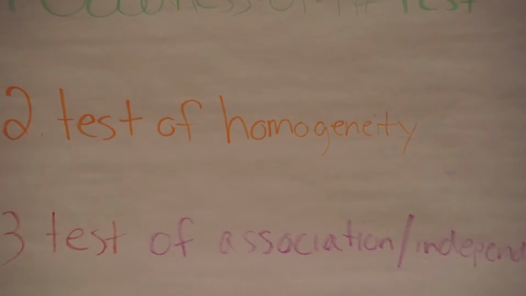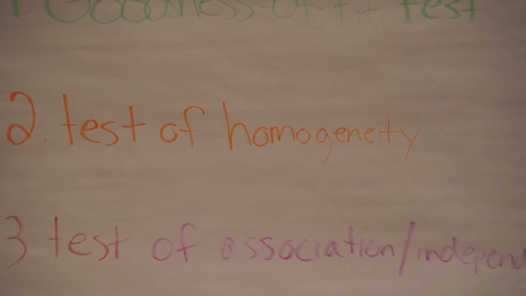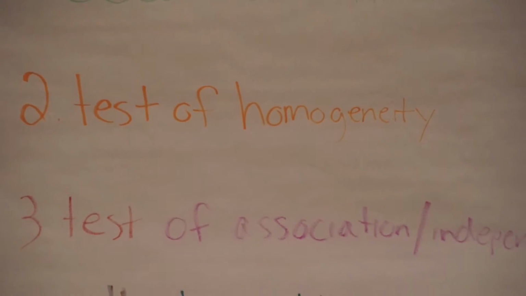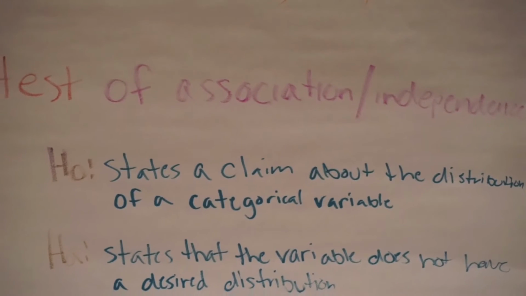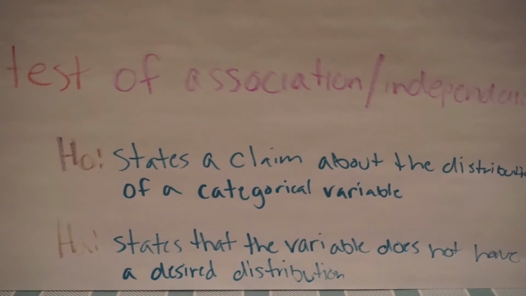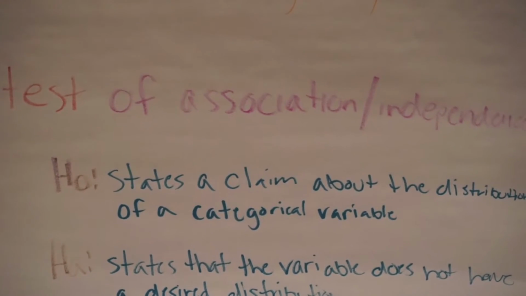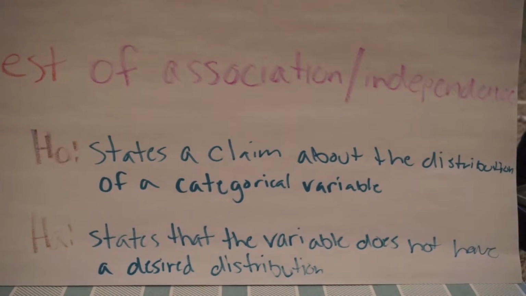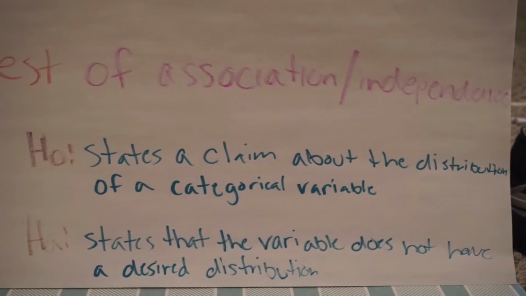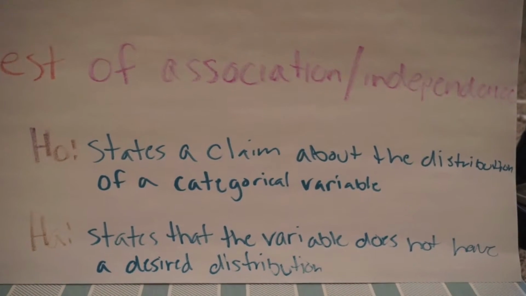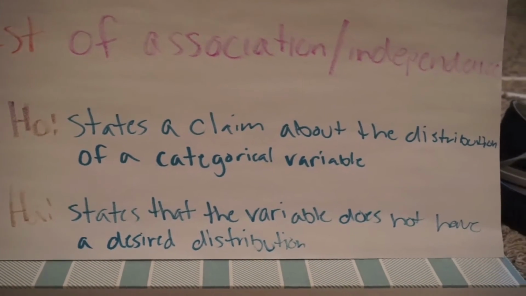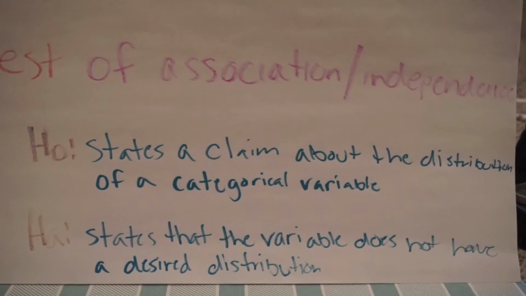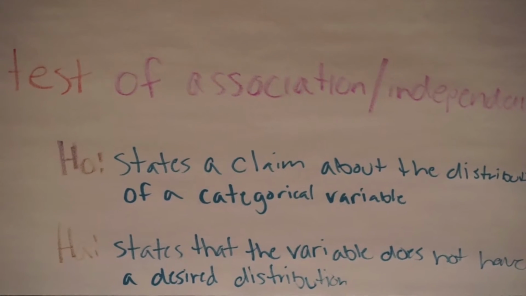When you start testing using the chi-square test, you have a null and alternative hypothesis. The null hypothesis, while other times we have been using a p-value or mu for mean, uses a statement. The H0 states that there's a claim about the distribution of a categorical variable, and the Ha states that the variable does not have the desired distribution that you're looking for. For how to conduct a test, we will move on to the next section.